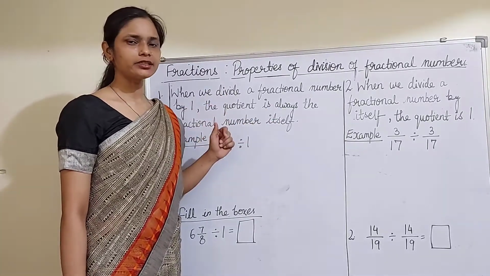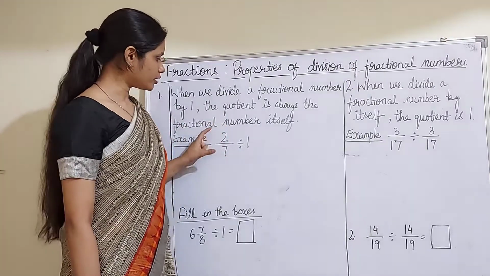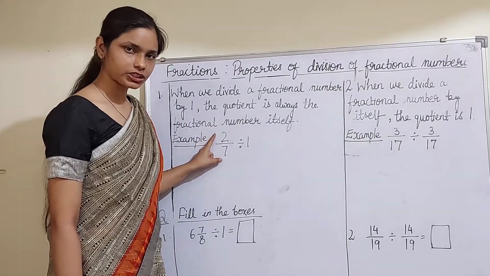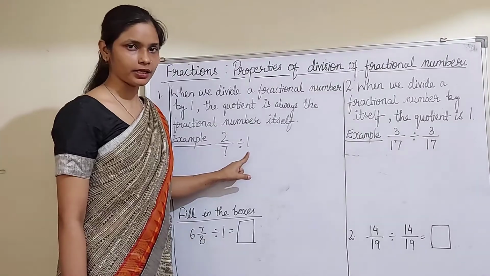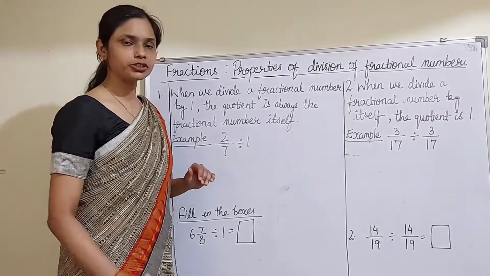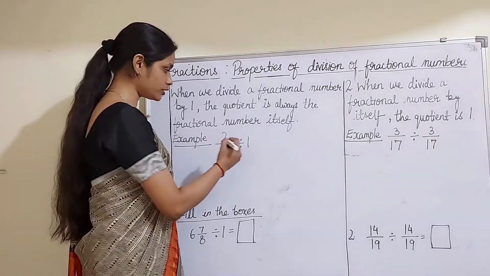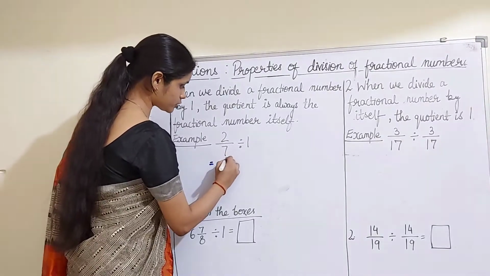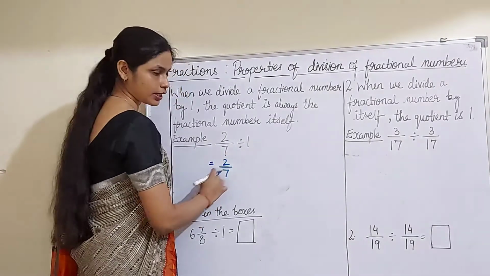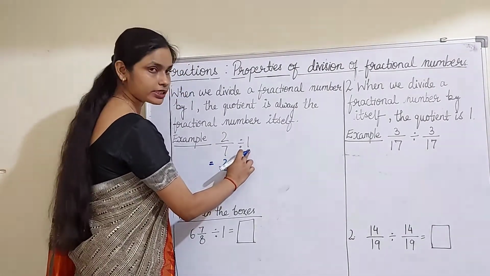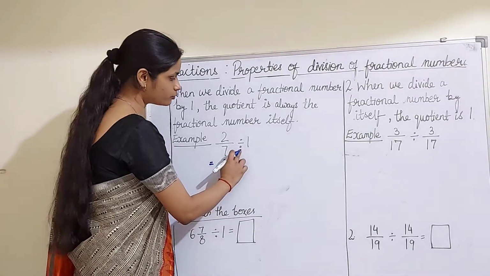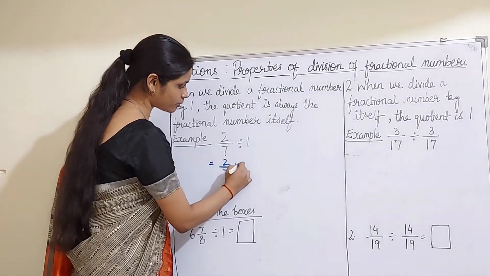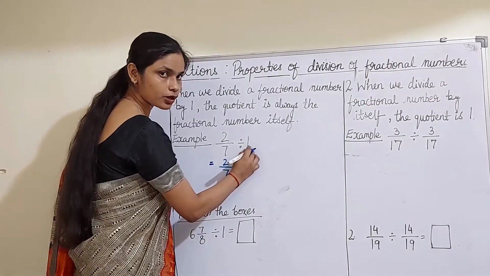Let us understand this through an example. Here I have taken 2 by 7 as the fraction and it is divided by 1. So what will happen when we solve this? What will we get as the quotient? It is 2 by 7 divided by 1. 1 is the divisor. So what we will do? Remove the sign of division, put the sign of multiplication and take the reciprocal of the number.